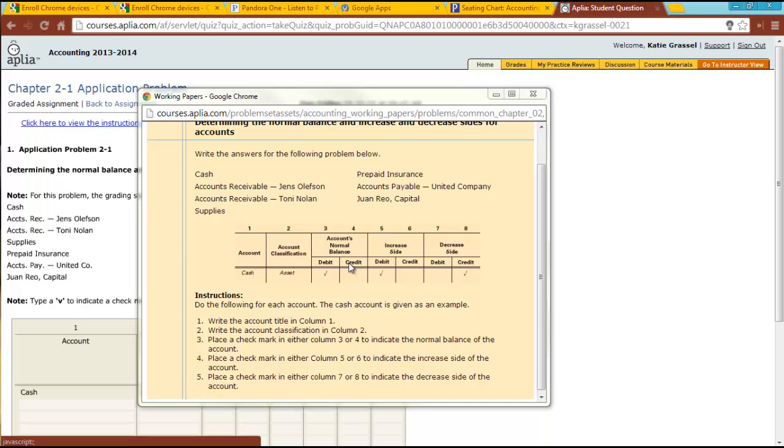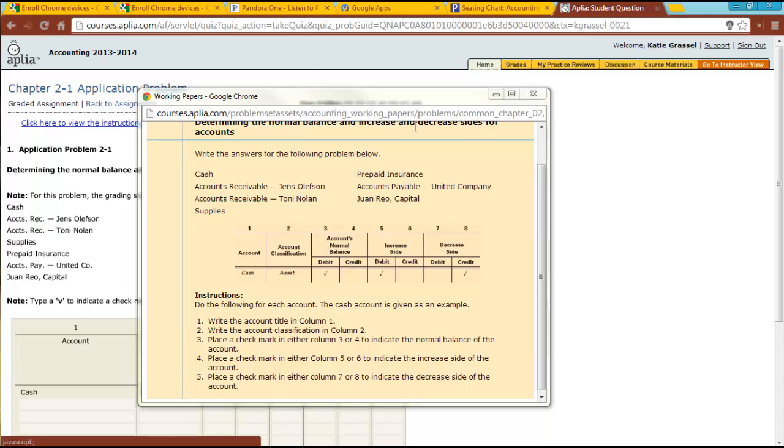Then you have to place a check mark in either 3 or 4, not both of them, telling me the account's normal balance side. Then you have to go through and put a check mark on 5 and 6 on whether or not its increase side is debit or credit. And then you have to put a check mark in 7 or 8 indicating which one is going to be the decrease side. Very similar to what we did in the actual work together and on your own, except you have to lay it out a little differently.